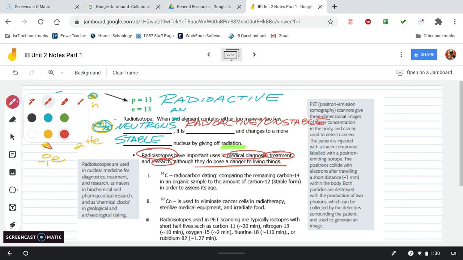So if we come over here, these are right from your IB textbook. The PDF is in Schoology. So right here.